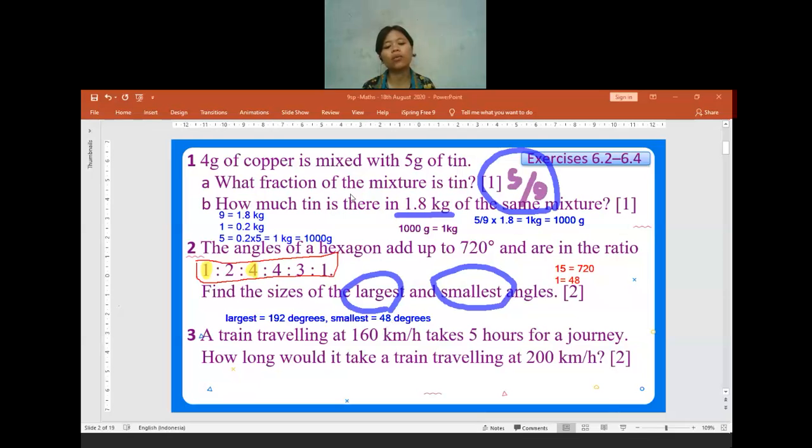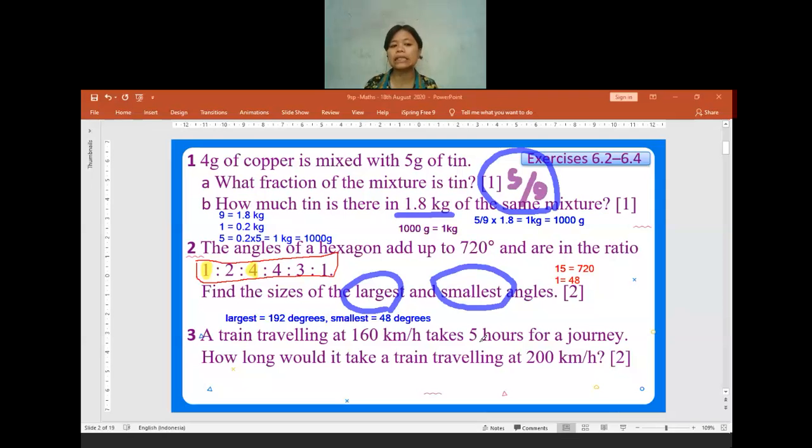A train is traveling 160 kilometers per hour and it takes 5 hours for the journey. And now the train is changing the speed, changing it into 200 kilometers per hour. The time taken will be less than 5 hours or more than 5 hours. What do you think? Less than 5. Less than. Okay, so now you know that the speed is getting higher, the time taken is getting less.